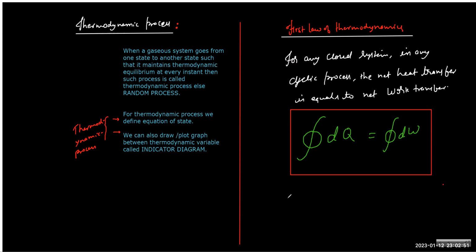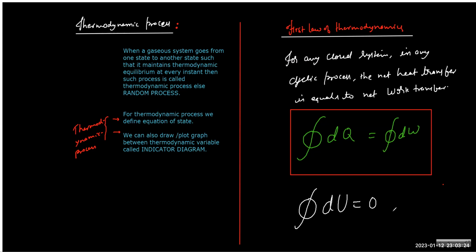Now, we know that internal energy depends on the state. So if you go back to the same state, then the internal energy initially and finally will be the same, isn't it? So can we say for any cyclic process, the change in internal energy must be zero? Yes, sir.